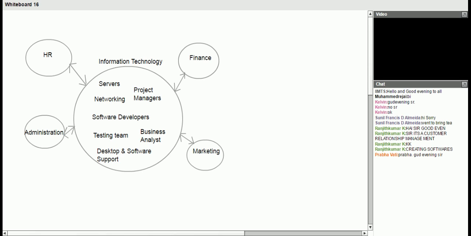So whether you talk of HR department, whether you talk of finance department, whether you talk of marketing department, whether you talk of administration department, or whether you talk of let's make one more department, say business department. The business department can be, if you're working for a banking center, it's a banking business. If you're working for an insurance sector, it's an insurance business. This is business department.